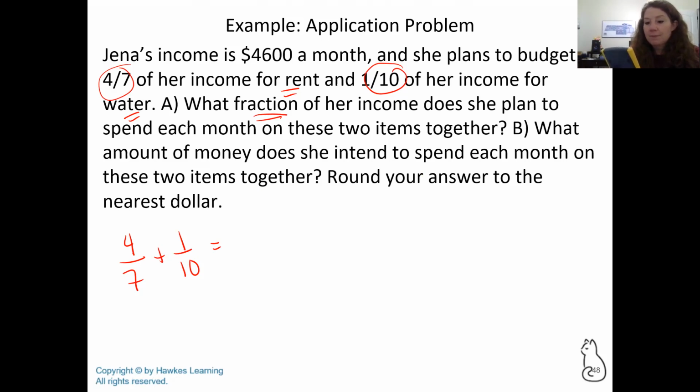equals 47/70. So over half, right? Half of 70 would be 35. 35/70 would be half, so more than half.